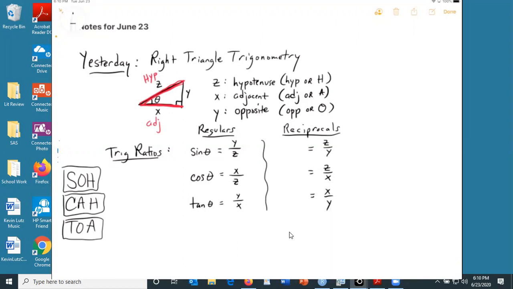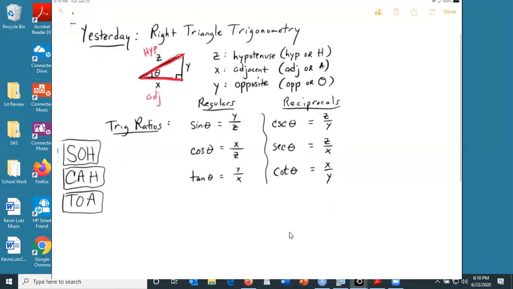Keep that in mind. All right, so the first reciprocal is cosecant of theta, CSC. The next one should be secant of theta, SEC. And the last one should be cotangent of theta, COT.